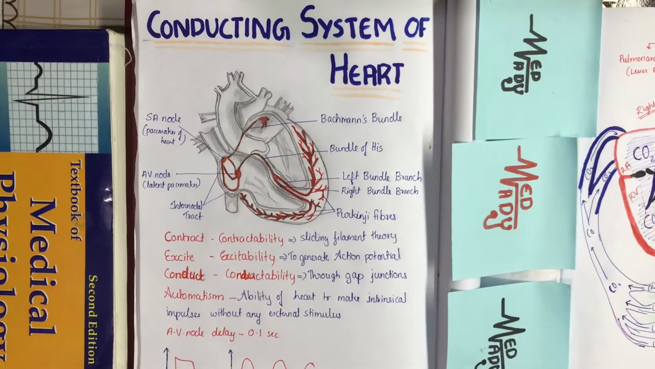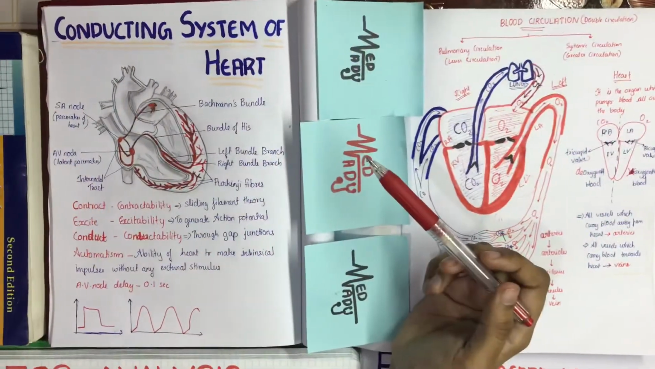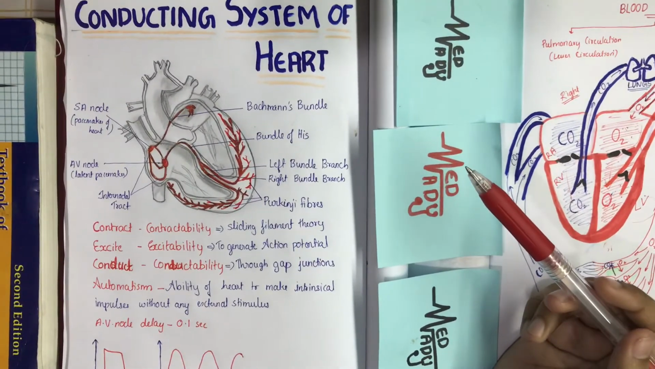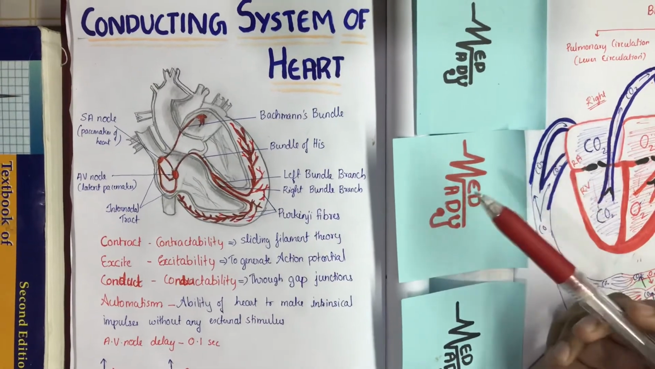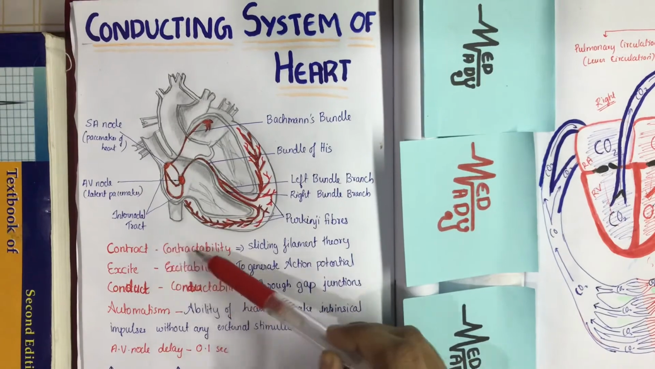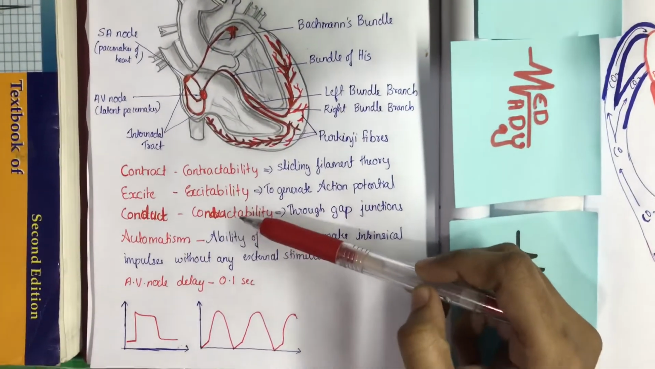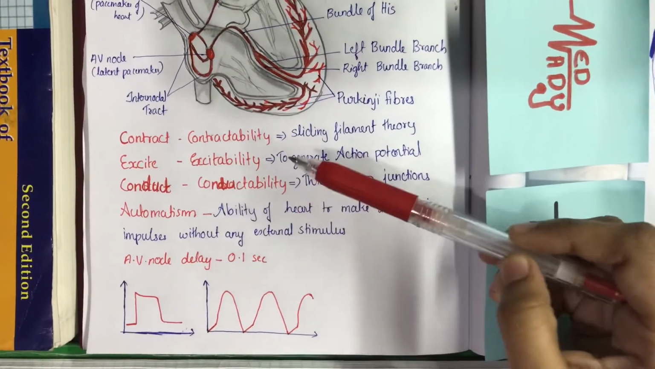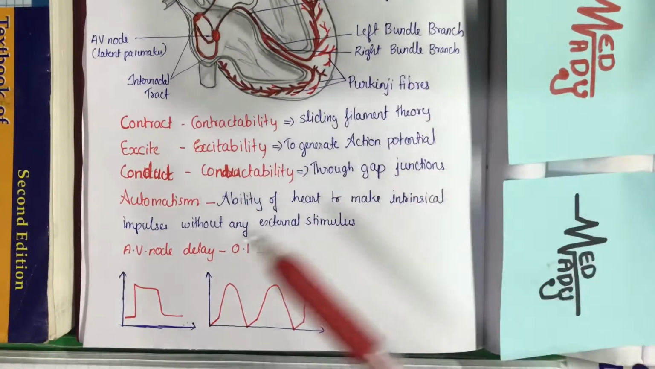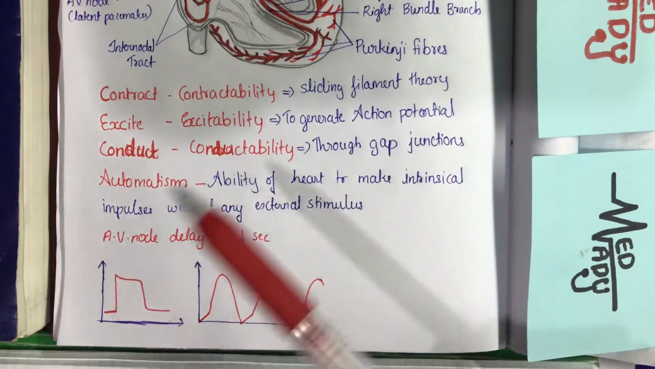So for that we will have a look at the conducting system of the heart. Before that, the heart is made up of cardiac myocytes. There are mainly two types: typical cardiac myocytes and atypical myocytes. Typical myocytes have all the properties: contractibility, excitability and conductibility. But our atypical myocytes, which make the conducting system of the heart, have an additional property called automatism. They have the ability to generate their own impulses.